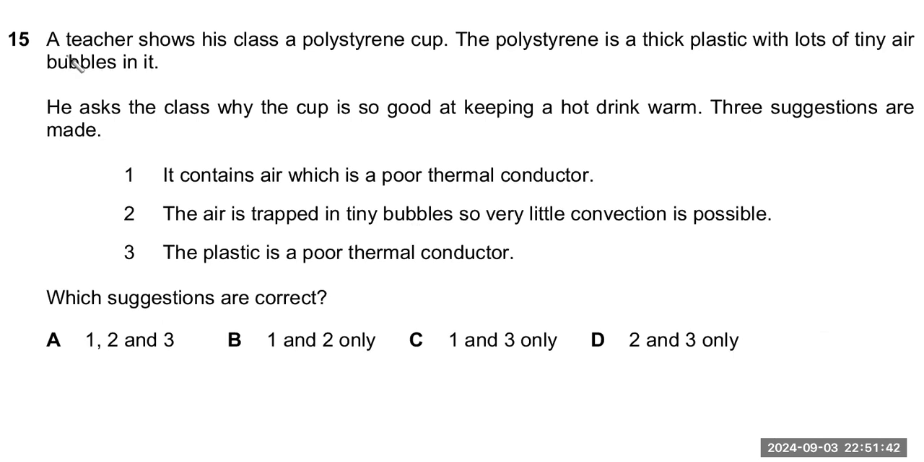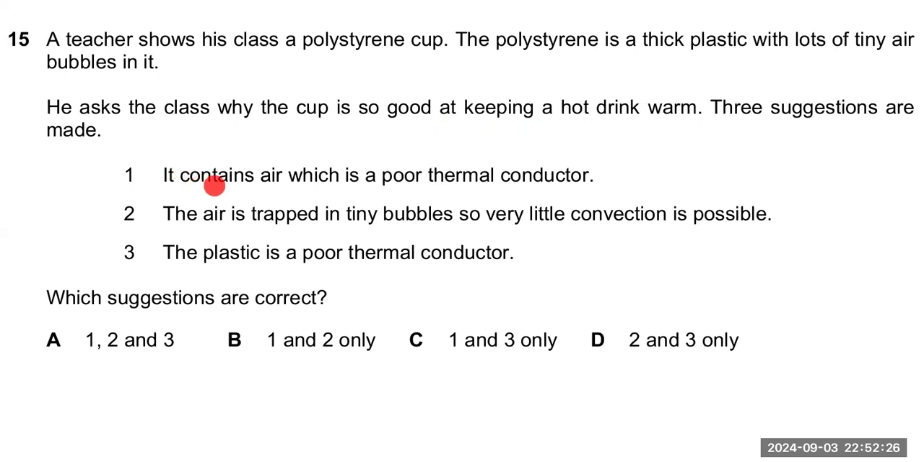A teacher shows his class a polystyrene cup. Polystyrene is a thick plastic with loads of tiny air bubbles in it. This is basically a disposable cup. Polystyrene is the chemical by which it is formed. He asks the class why the cup is so good at keeping a hot drink warm. Three suggestions are made. The teacher asks the students why we use this disposable polystyrene cup, and the answer is that it keeps the drink hot. He gave them three suggestions.